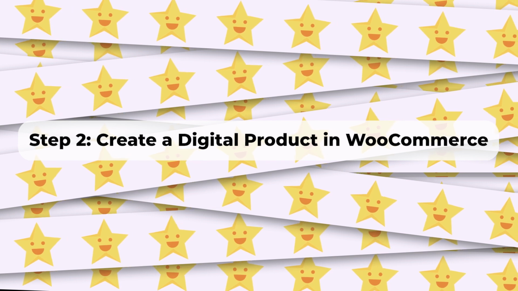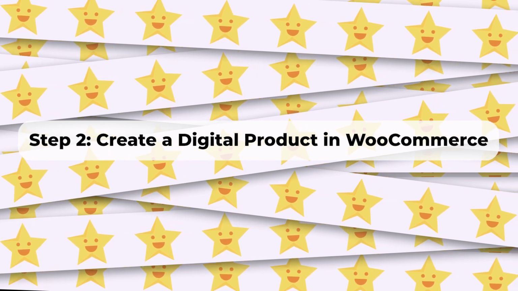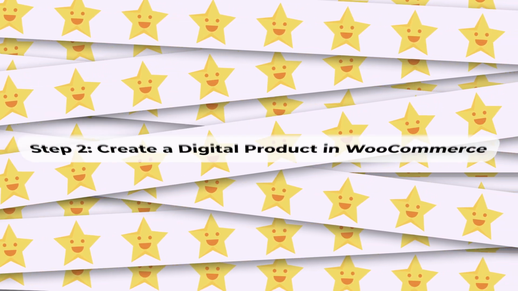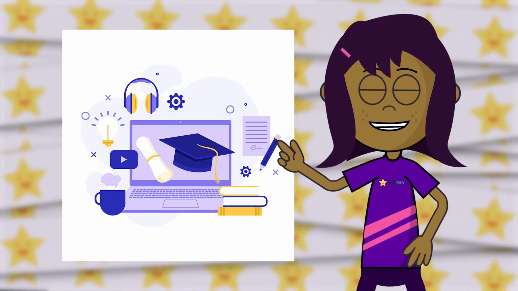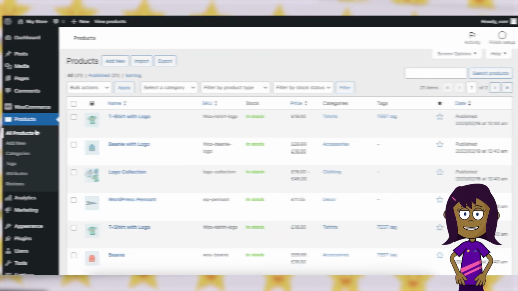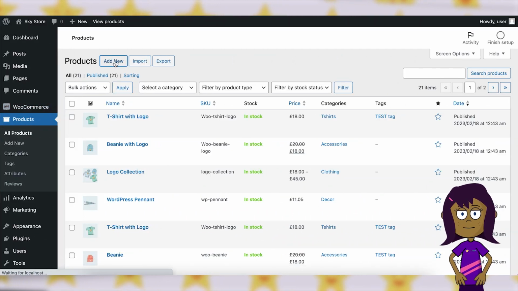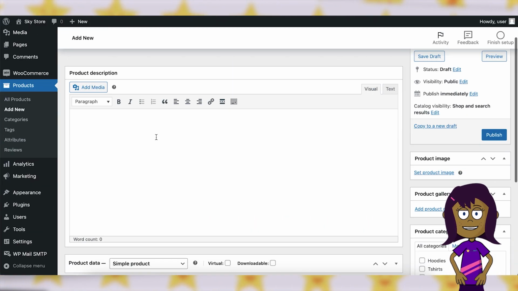Step 2. Create a digital product in WooCommerce. Create a new digital product in WooCommerce. For example, it could be an electronic book or an online course. Navigate to Products. Add New. Enter the product name and description.